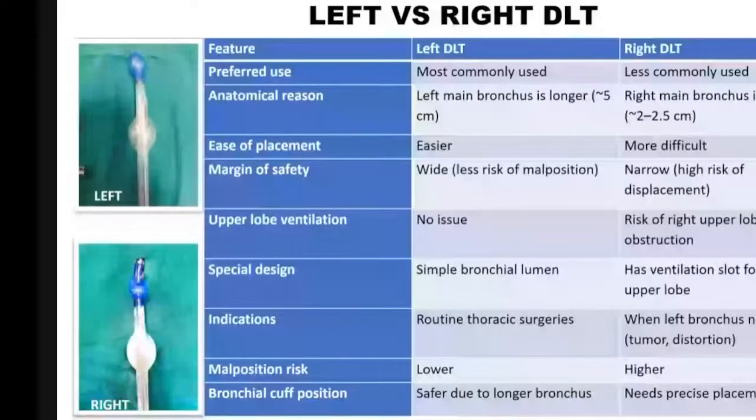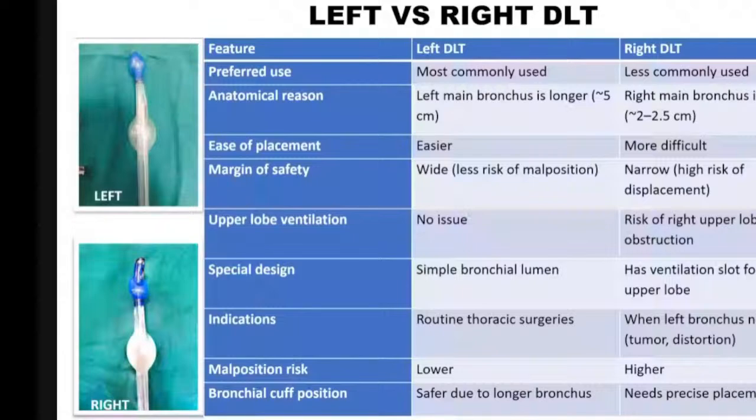So to counter this, there are modifications for the right side. Left sided DLTs are commonly used, and right sided DLTs are used when the left bronchus is not usable. So in short, the right sided DLT and right side should be precisely placed. It has an additional carinal curve, which is the third curve, to aid positioning at the carina, which reduces displacement of the right side DLT.